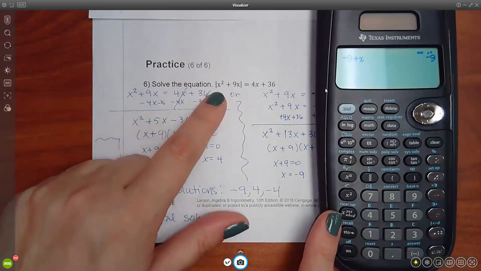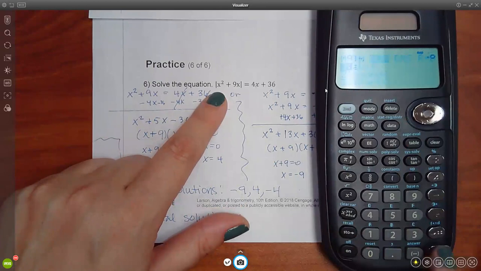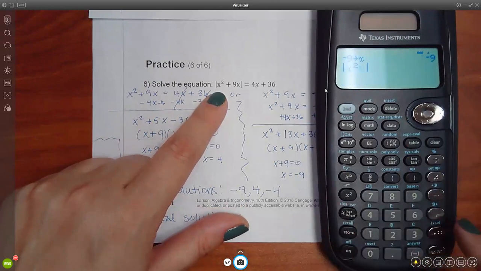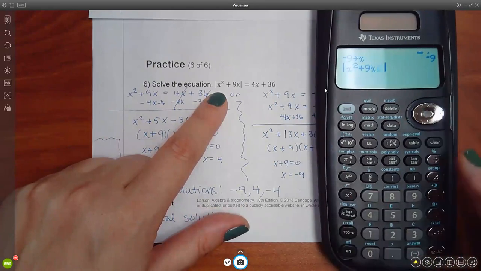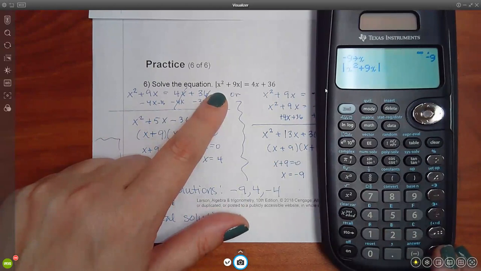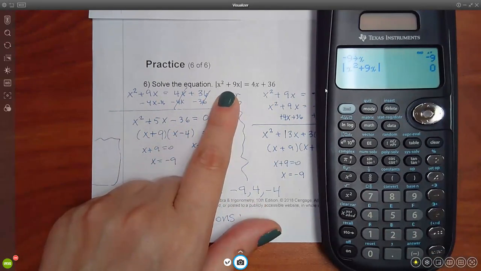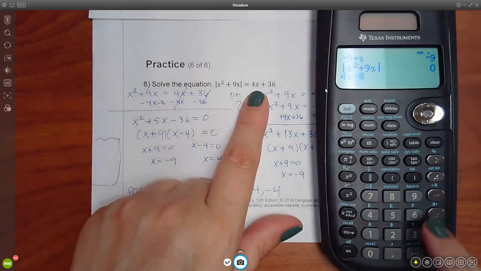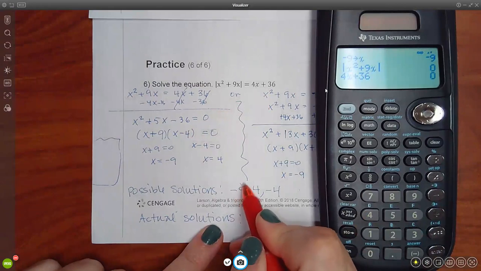Now I'm going to type in this expression. So I hit enter to get the bars, and then I'm going to do x squared plus 9x. Get out of the bars. So that looks exactly like the left-hand side, right? So it's going to plug in negative 9, and I get 0. Now I need to plug in negative 9 into here, and I have to get the same 0, okay? And I do, which means this one does check out.